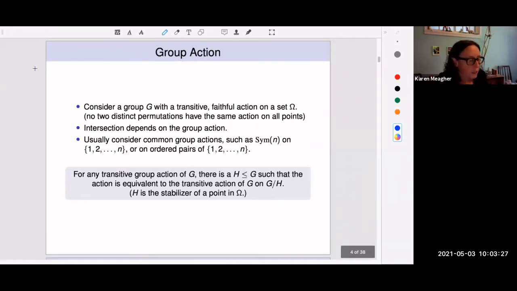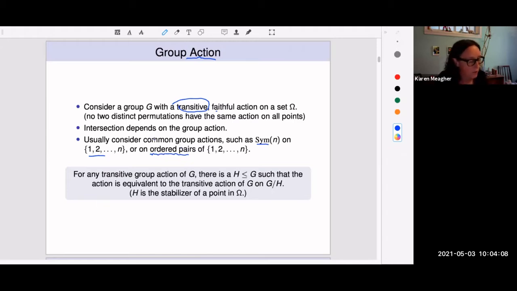One thing we have to watch is that I talk about this as a property of the group, but there's a group action. And obviously intersection depends on what action you're talking about. So I'm concerned more with transitive groups. I want a faithful action, so I don't have two permutations that map everything to the same spot. The intersection depends on the group action, and usually you'll consider common group actions like the symmetric group acting on the elements 1 to n, or you could think about the symmetric group acting on ordered pairs, so natural actions you'd think about.